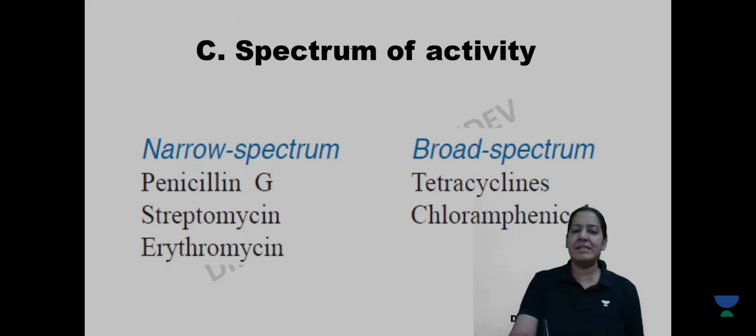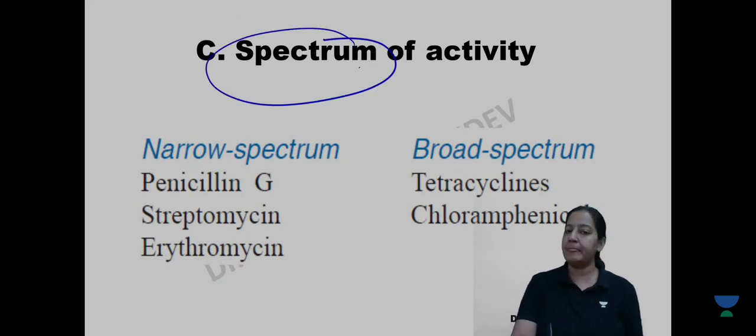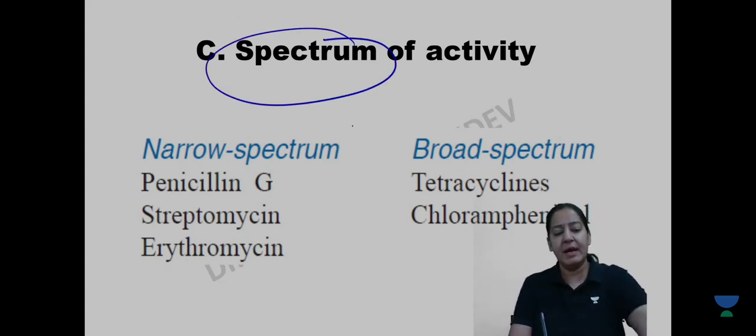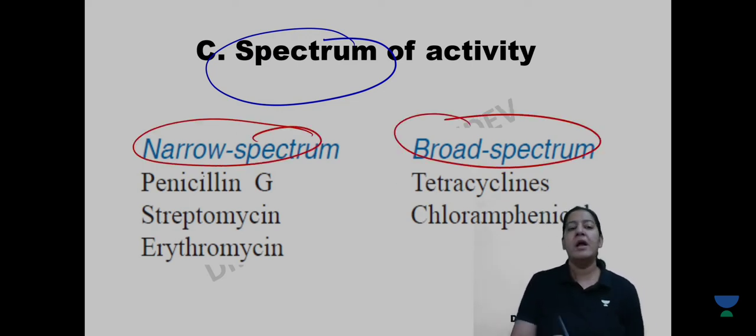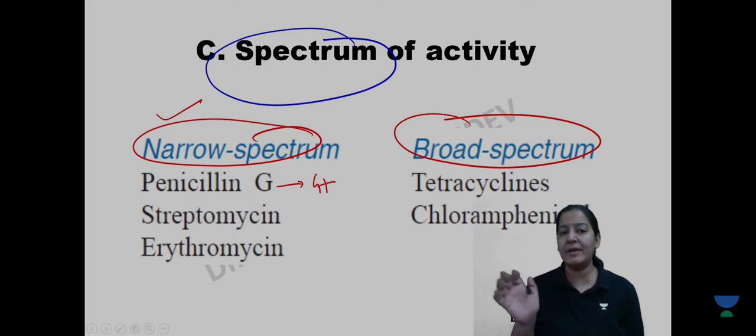The third classification is based on spectrum of activity. What do you mean by spectrum of activity? Some antibiotics are narrow spectrum and some are broad spectrum. Narrow spectrum antibiotics kill specific bacteria. Like penicillins kill only gram-positive bacteria, right? So it is specific, they are not killing all.